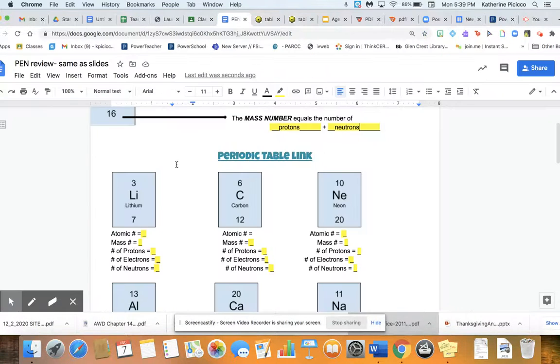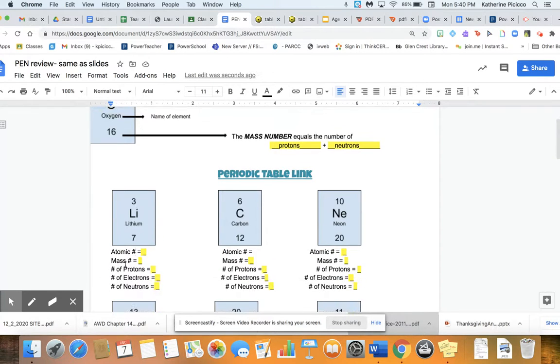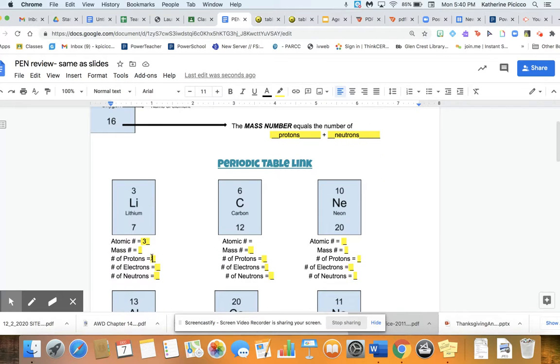All right, so let's take a look at lithium. The very first thing I have to identify is the atomic number and the mass number. The atomic number, if you remember, just means protons or electrons, and it's the top number. So the atomic number is simply the top number here, 3. Because I know that 3, I also know two other things: the number of protons and electrons. So I'm going to put 3 under protons, 3 under electrons. Pretty cool that the top number tells me all three of those things.